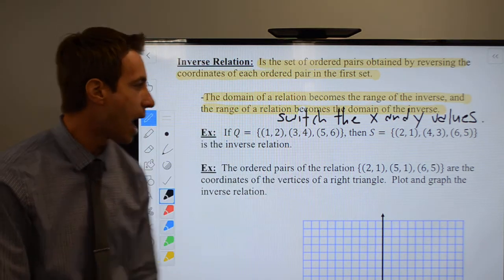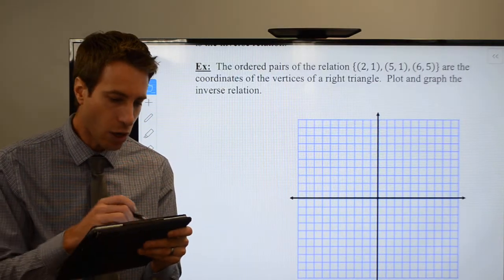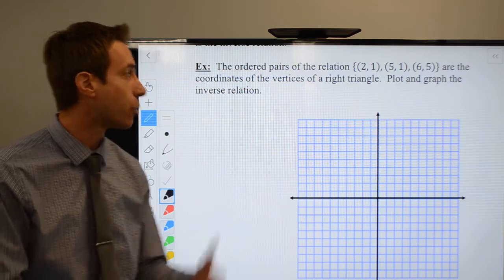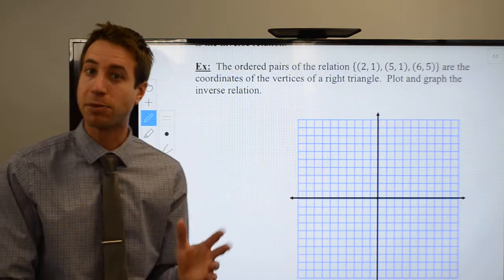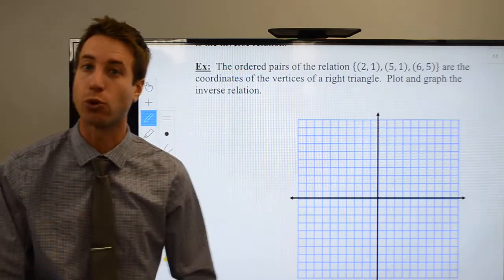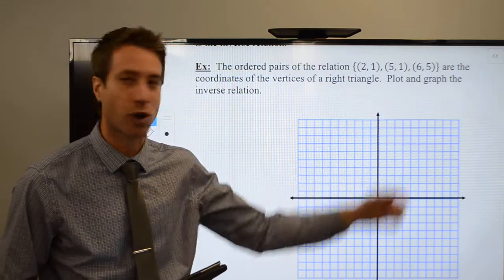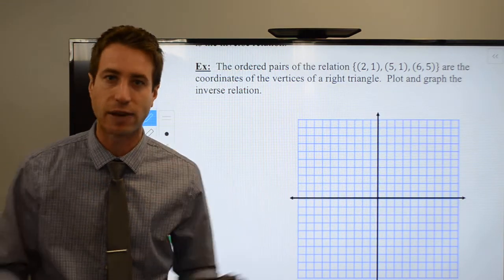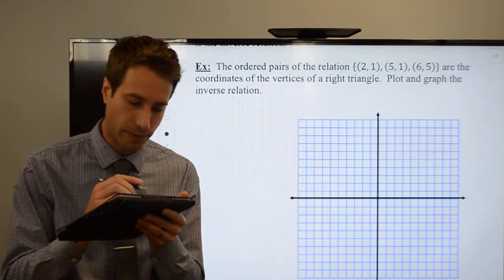So here we go. I have an example problem for us here. We're going to go ahead and do this one. What I'm asking you to do is graph both the relation that you have been given, which happens to be a triangle, and find the inverse relation, and we'll graph both of them. Well, since I already know it's going to come out to be a triangle, you have 3 points, you connect the dots, you got yourself a triangle. We'll go ahead and call that relation T.